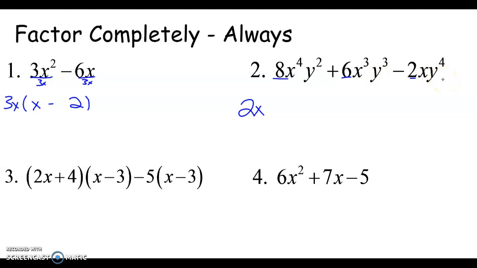Think of y. Y squared, y to the 3rd, y to the 4th. Think about how much y you can take out front. Smallest one was y squared. And now what are we left with? Okay, so if I take out that 2xy squared out of each of these, what am I left with?